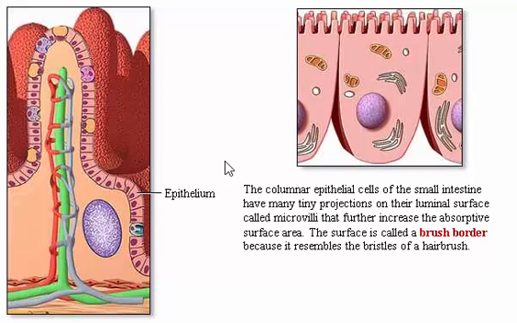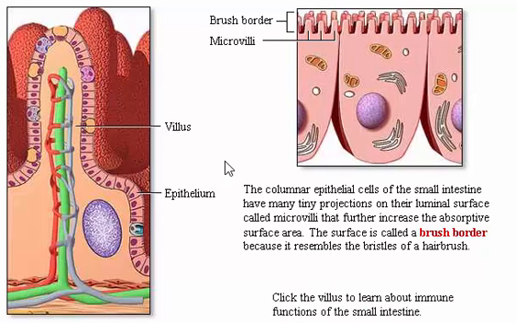The columnar epithelial cells of the small intestine have many tiny projections on their luminal surface called microvilli that further increase the absorptive surface area. The surface is called a brush border because it resembles the bristles of a hairbrush. Click the villus to learn about immune functions of the small intestine.